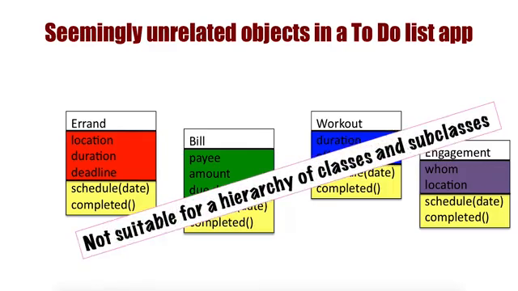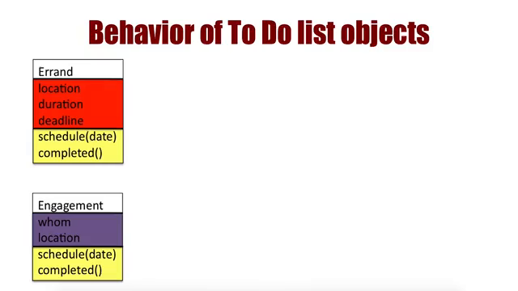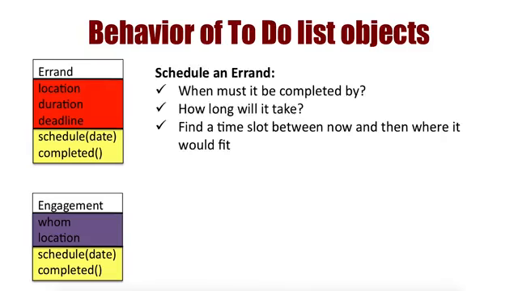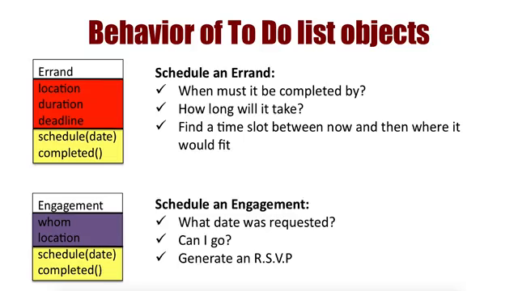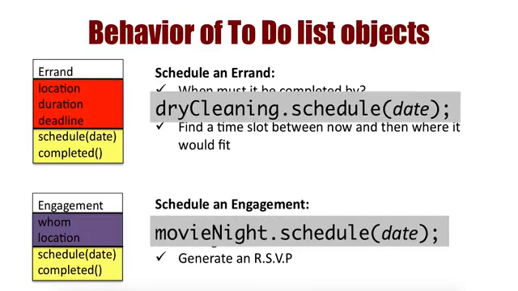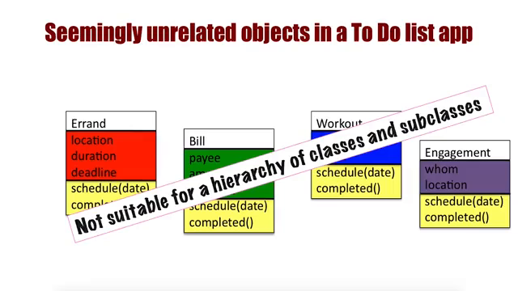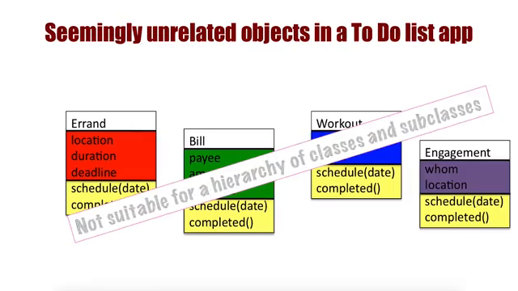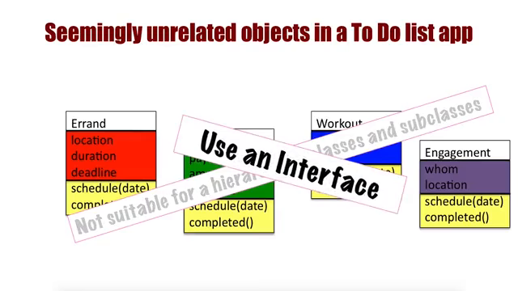For example, to schedule an errand, we would consider the deadline, the time it will take to complete, and then try to find a time slot that works. To schedule an engagement, we might check the requested date and then generate some sort of RSVP. In both cases, we'd like to keep the call to the schedule event similar and simple. This keeps code readable and easy to write. Although a hierarchy is out of the question, we can still take advantage of some of the benefits of code reuse by designing an interface.